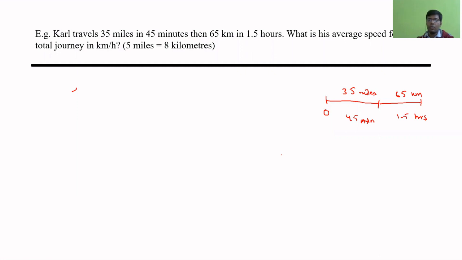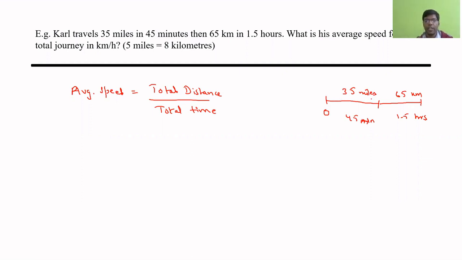Fine. So to find out the average speed is nothing but total distance traveled, total distance by total time. So this is my average speed. So what is the total distance which Carl is traveling? So first of all, he's traveling 35 miles and then he's traveling 65 kilometers.